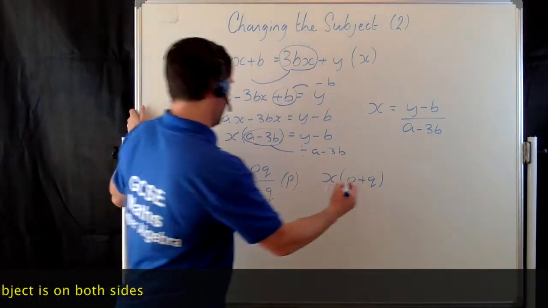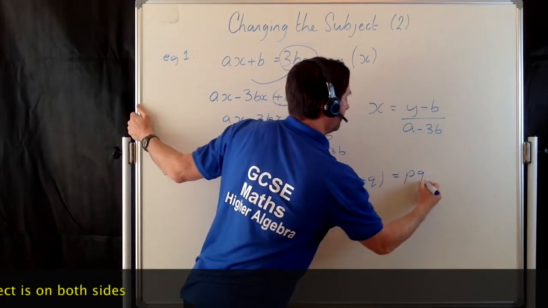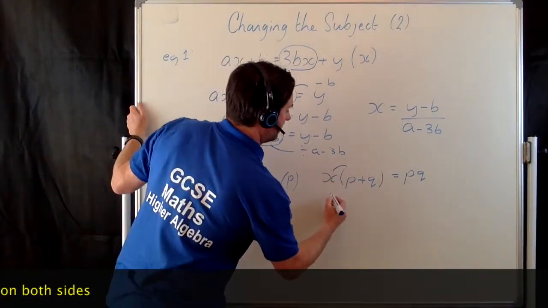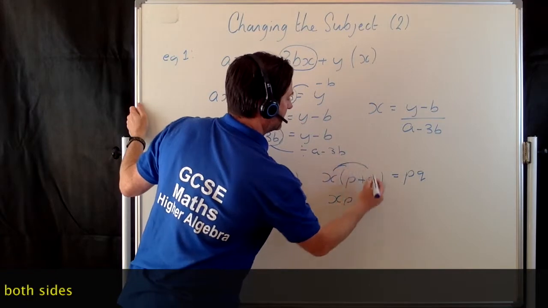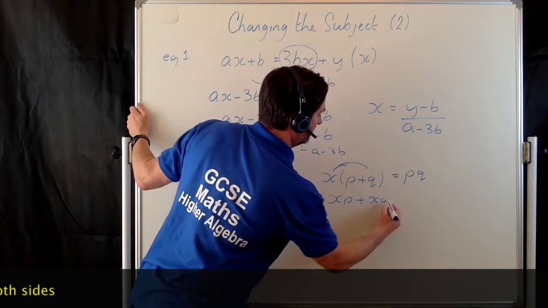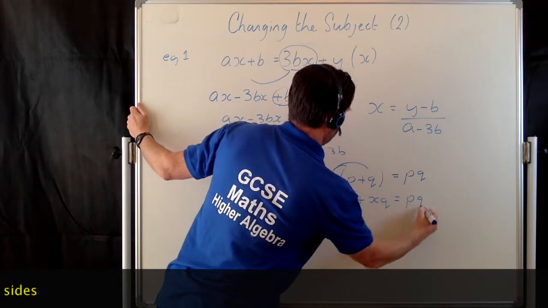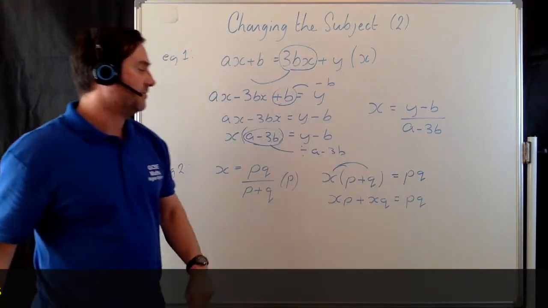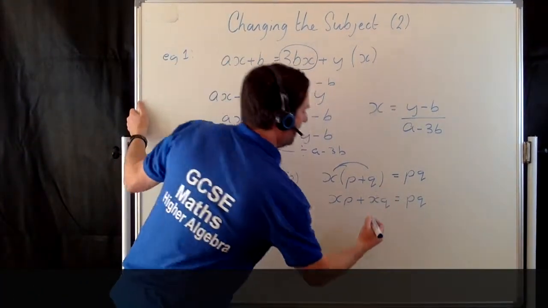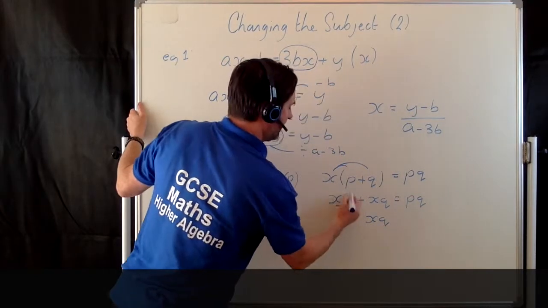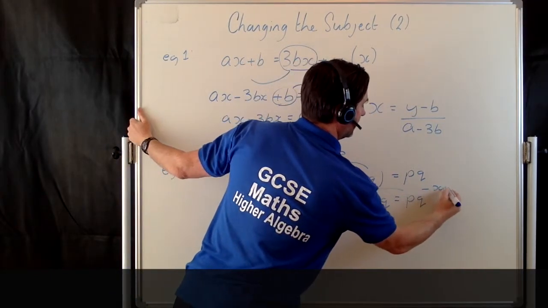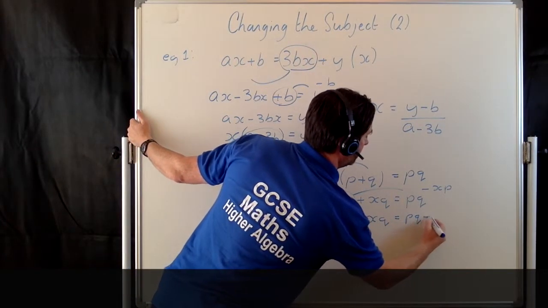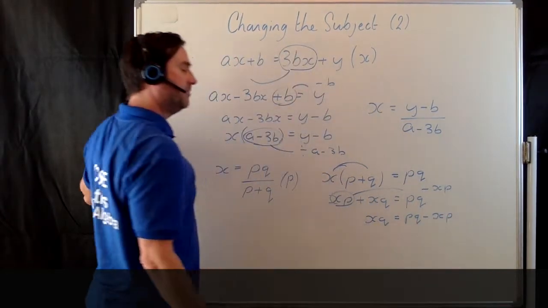Now on the other side, I'm just left with pq. I can now multiply this out. So x times p is xp, and x times q is plus xq. That equals pq. Now what I need is to get the p over to here, so I'm left with xq on this side. If I take the xp over to the other side and take away the xp, I end up with xq equals pq, take away xp.